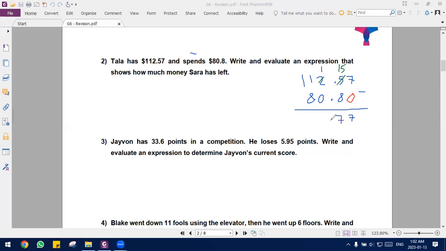We reached the decimal point, so I add it here. Now 1 minus 0 is 1. 1 minus 8 I can't, so 11 minus 8, 3. So she has left 31.77. Don't forget to add the unit. Dollar. So she has $31.77.